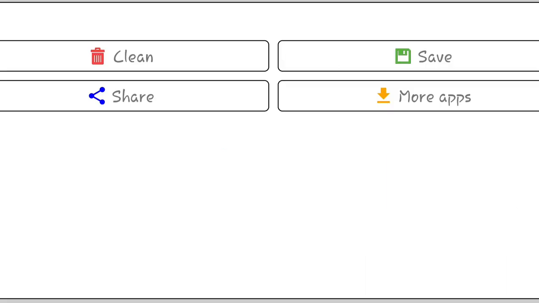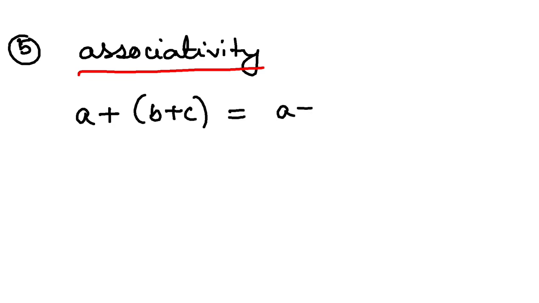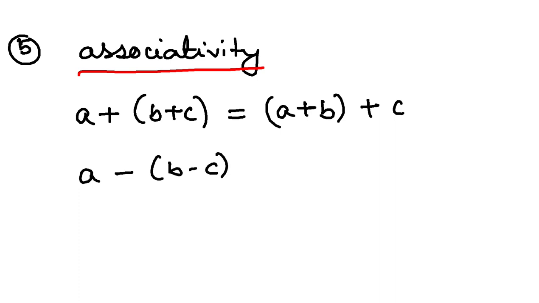Okay. Now let's go to the last one, property 5. Property 5 is the property of associativity. While you study addition, we learned the property of associativity. Associativity says (A plus B) plus C is always equal to A plus (B plus C). You can change the bracket. However, (A minus B) minus C is never equal to A minus (B minus C).